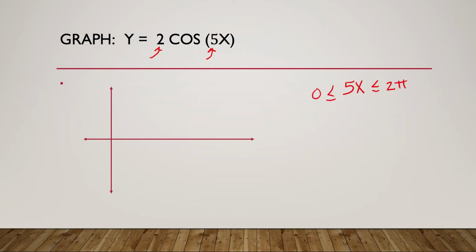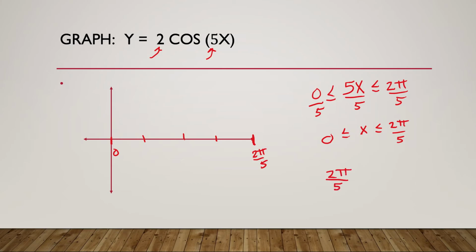Remember your goal is to get x by itself in the middle, so we need to divide all three parts by 5. So we have 0 is less than x is less than 2 pi over 5. And so 2 pi over 5 is our ending point and 0 is our beginning point. Remember that we're going to have 3 tick marks in between, equally spaced. We have to figure out what that spacing is going to be. So we take our distance, which is 2 pi over 5, and we divide by 4.